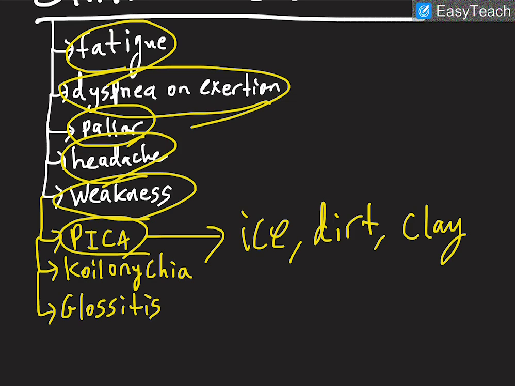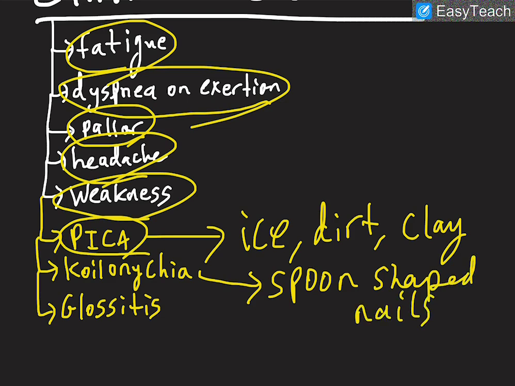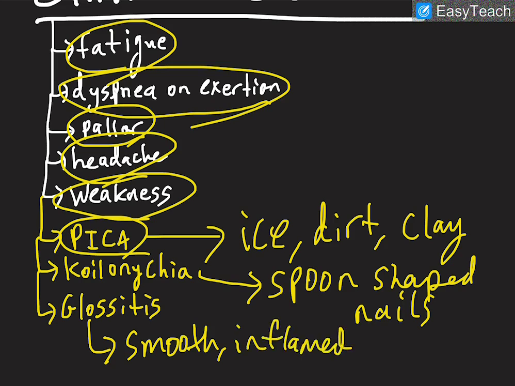You can also see koilonychia. What's this? Koilonychia is another word for spoon-shaped nails. So we should keep this in mind too. So pica, koilonychia, you can see glossitis, which is a smooth inflamed tongue. Smooth inflamed tongue.